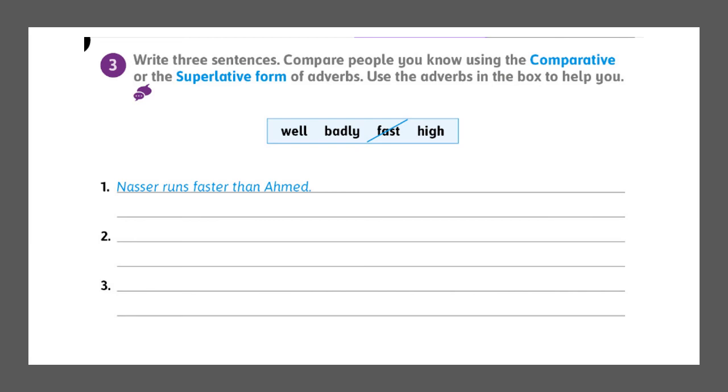Now, let's go to our activity book, page 29, activity 3. Write 3 sentences. Compare people you know using the comparative or superlative form of the adverb. Use the adverbs in the box to help you. For example, Nasser runs faster than Ahmed. Now you can do number 2 and number 3 by yourself.